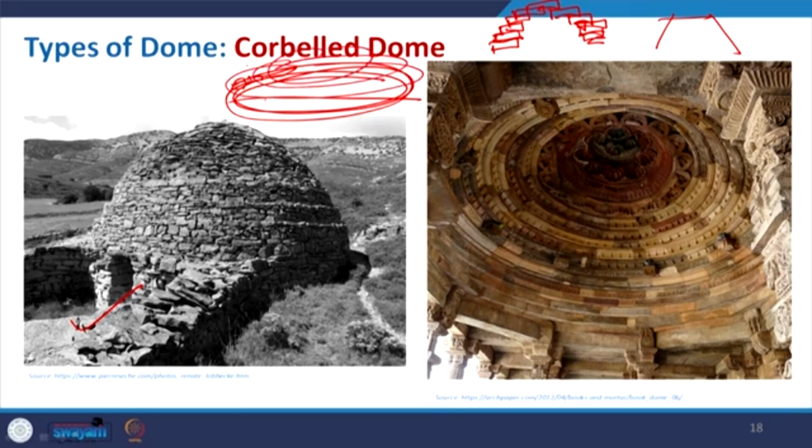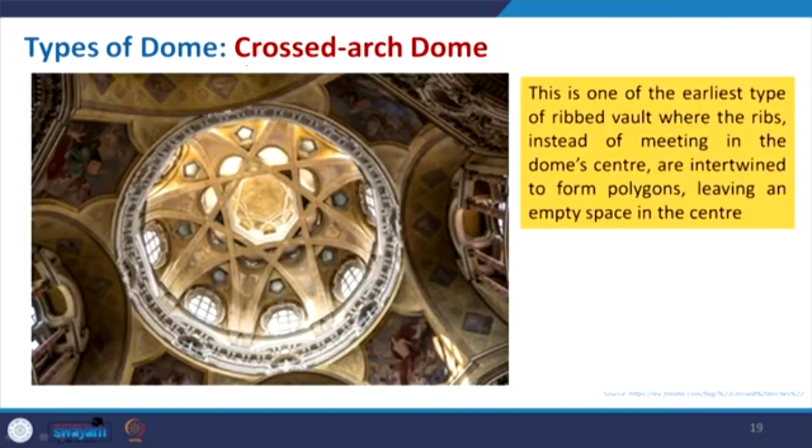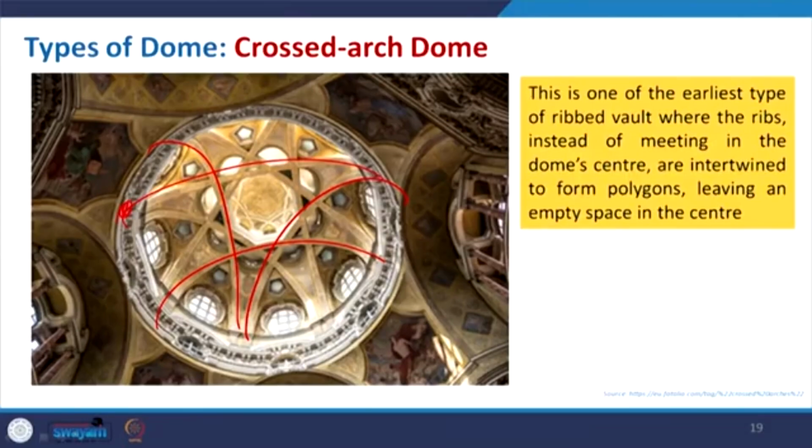So, likewise we will go for this kind of corbelled dome. Now, the crossed arch dome is basically similar to what we have seen, where multiple arches are creating an octagonal shape, or sometimes even more arches give a more polygonal shape, and then this is supported with some kind of wall. So, this dome being created is the crossed arch dome. This is one of the earliest types of ribbed vault, where ribs, instead of meeting at the dome center, are intervened to the polygons, that we have also seen in that ribbed and clustered vault.